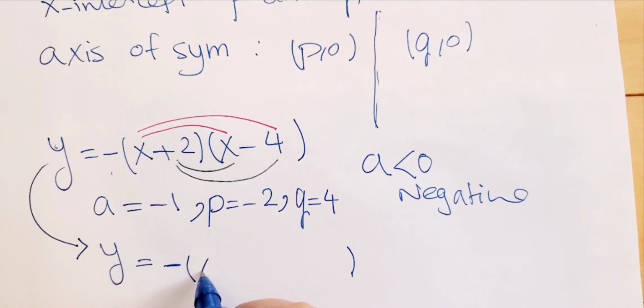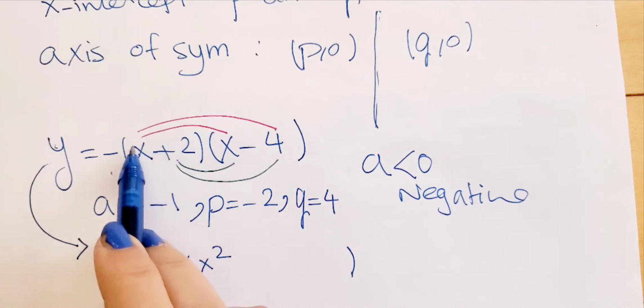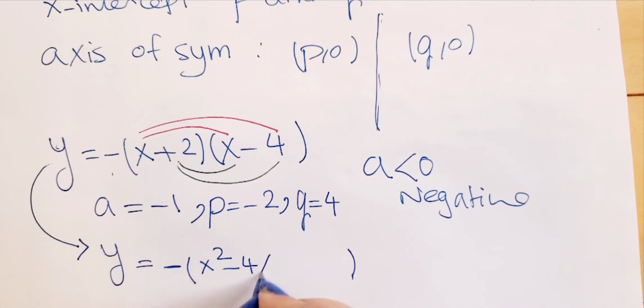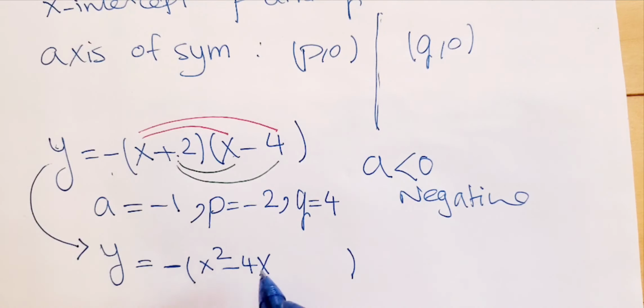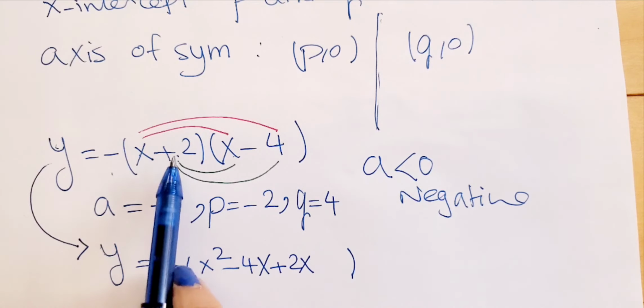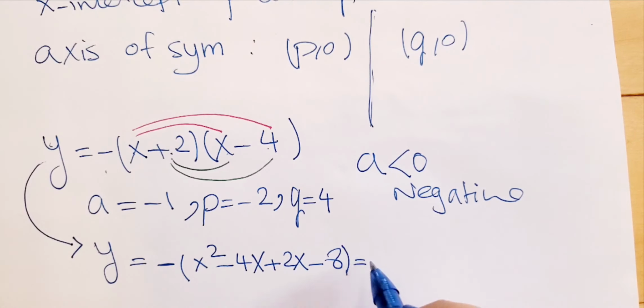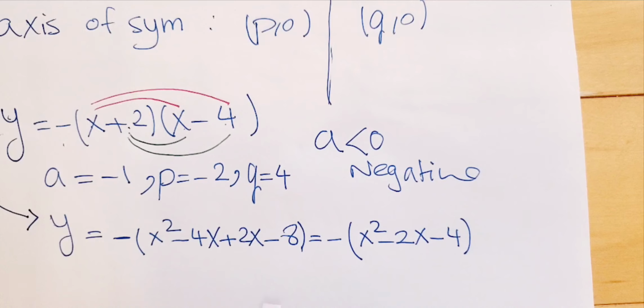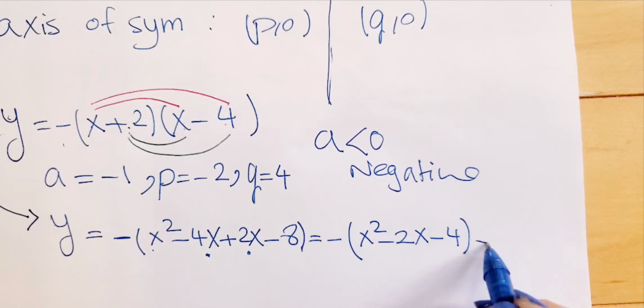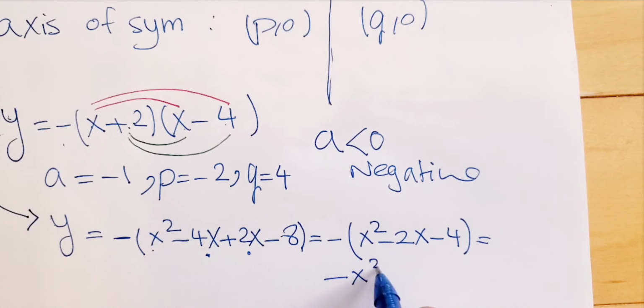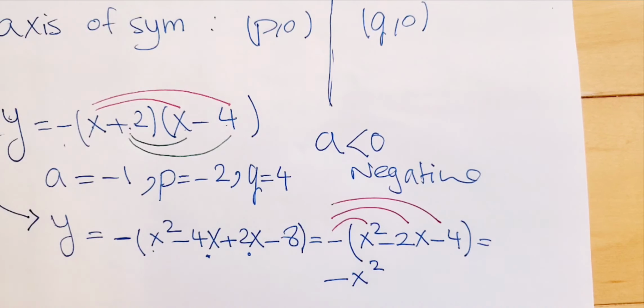X times x would be x to the power 2. X times -4 would be -4x. And then 2 times x is 2x. The other one would be 2 times -4, which is -8. If I want to simplify it further, that would be x to the power 2, and these two would add into -2x, -8. And then don't forget about this small negative sign in here, it will change the whole story. It will be multiplied by all the 3 terms inside the parentheses and change the sign.